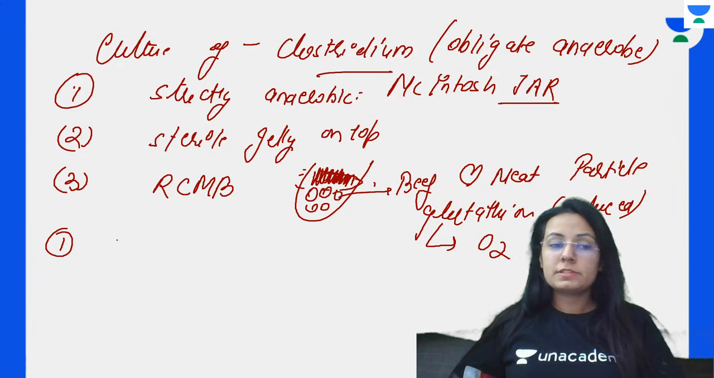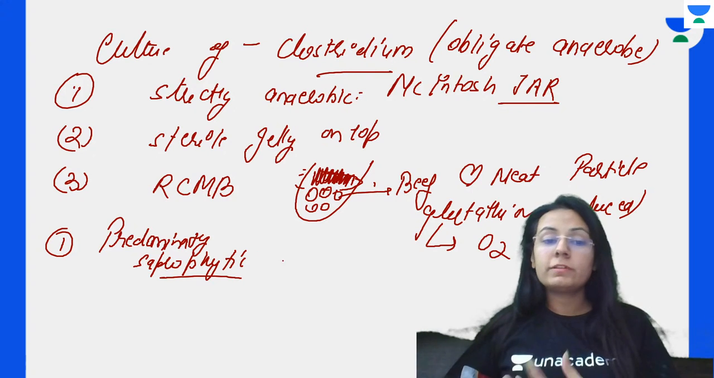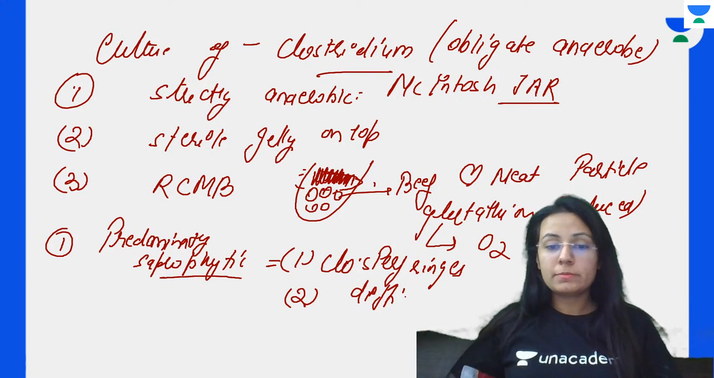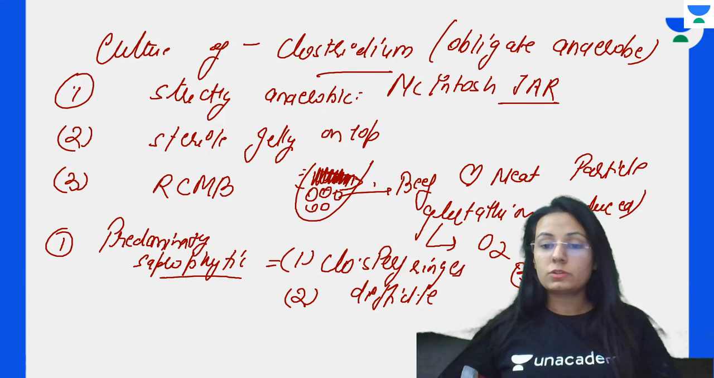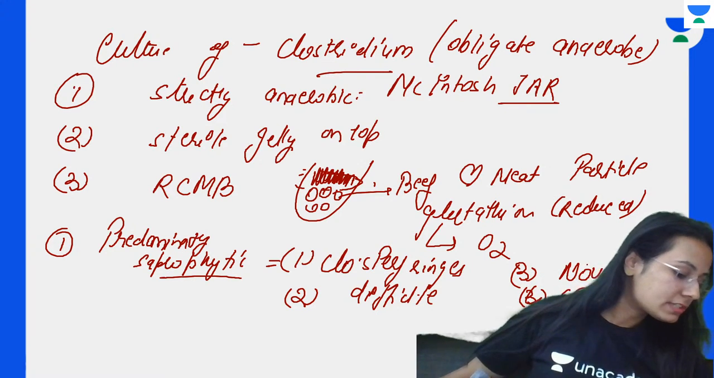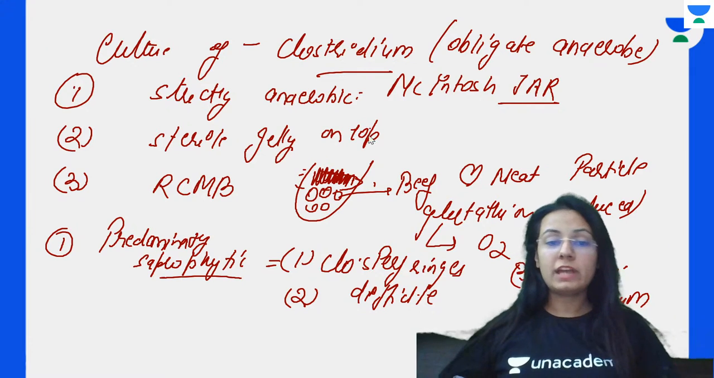Alright, now we need to remember some examples that are predominantly saprophytic Clostridium, that is, they get their food by dissolving organic material. They are Clostridium perfringens, Clostridium difficile, Clostridium novyi, and Clostridium septicum.